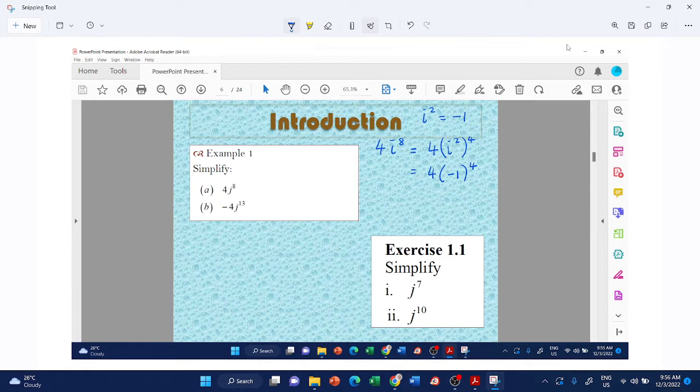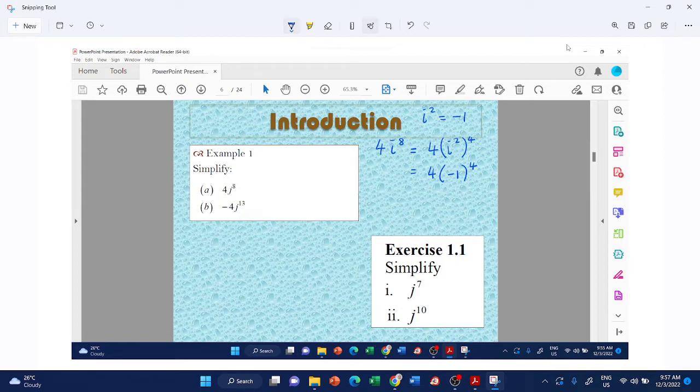Can it be simplified? Because I squared kan sama dengan negatif 1, right? So, I squared ni Madam tukar negatif 1. Boleh simplify? Boleh kan? Boleh. Okay. So, negative 1 power 4 ni berapa?